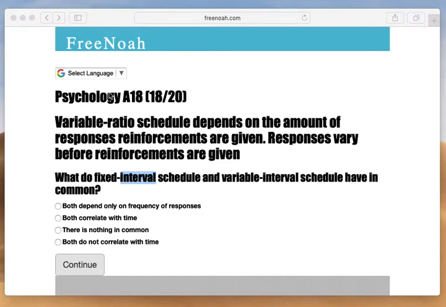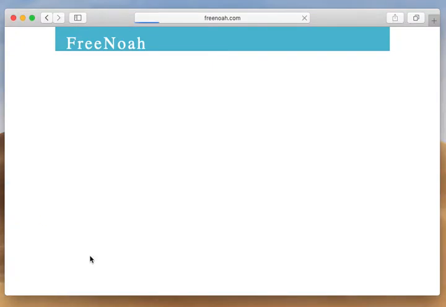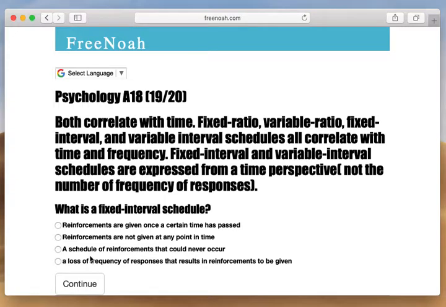Psychology assessment 18, question 18. What do fixed interval schedule and variable interval schedule have in common? So obviously it's the word interval, right? So when we talk about interval, we talk about time, all right?